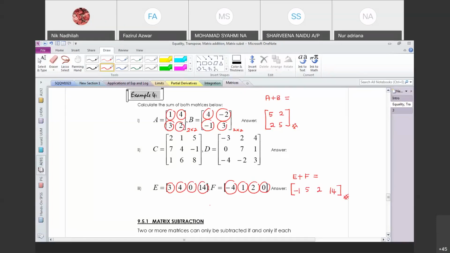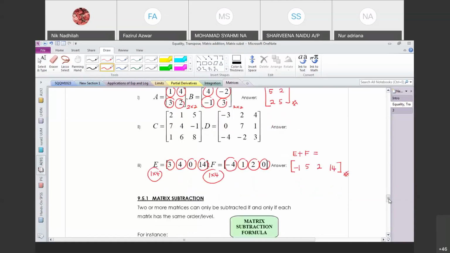Okay. This is also possible because you can see that the matrix E has order 1 by 4, and F is also 1 by 4. Since the orders are the same, you can add the matrices.